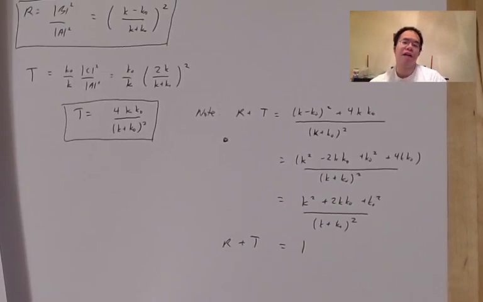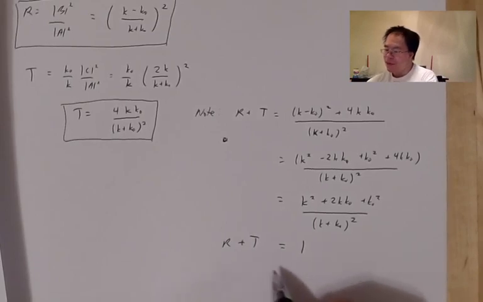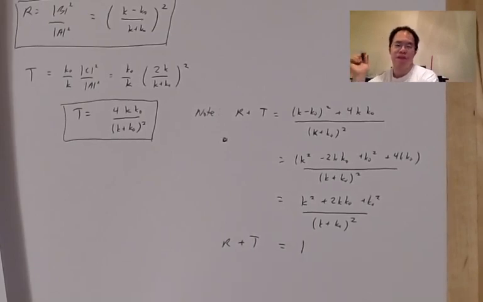And that tells us that this has a sensible interpretation as a probability. If R is the probability of reflection and T is the probability of transmission, those are the only two possibilities. The probabilities ought to add up to 1. So this is an important relation there.